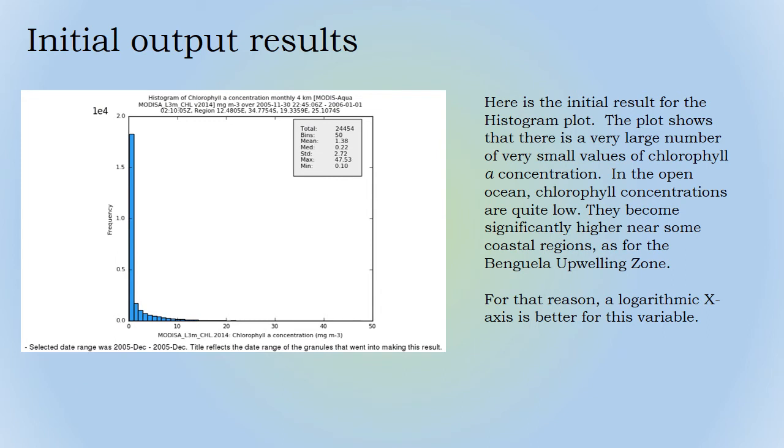Here is the initial result for the histogram plot. The plot shows that there is a very large number of very small values of chlorophyll A concentration. In the open ocean, chlorophyll concentrations are quite low. They become significantly higher near some coastal regions, as for the Benguela upwelling zone. For that reason, a logarithmic x-axis is better for this variable.